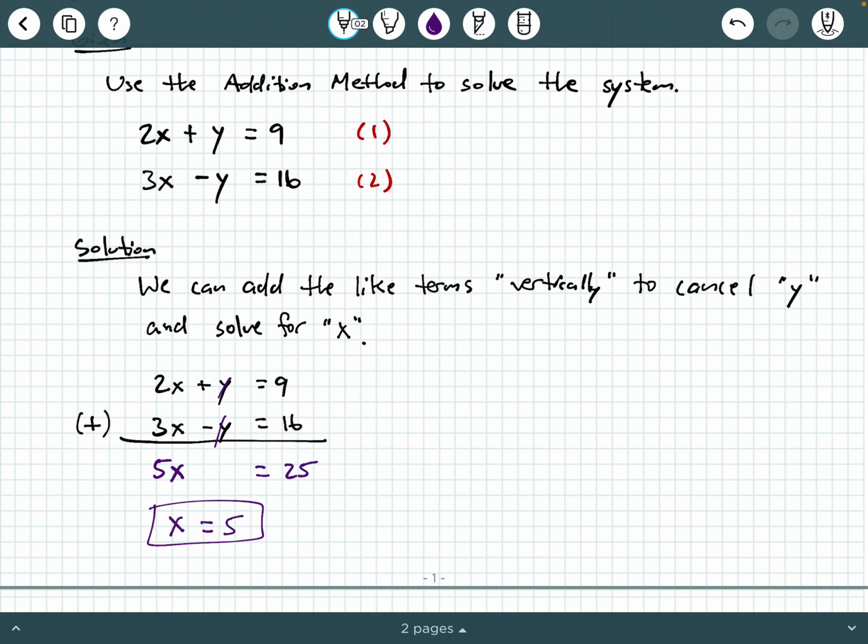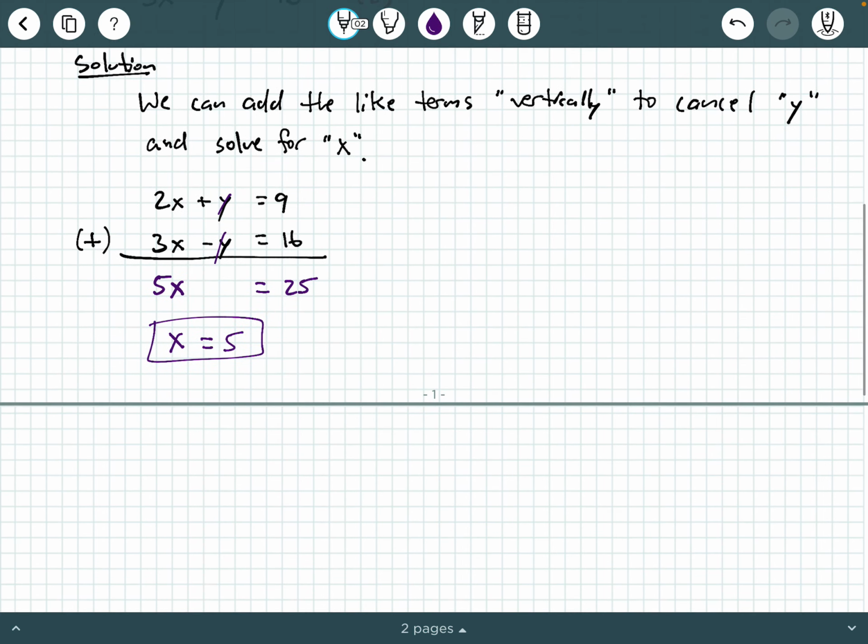Now let's do another elimination step with the original system and solve for y this time. Now let's solve for y using the same method.